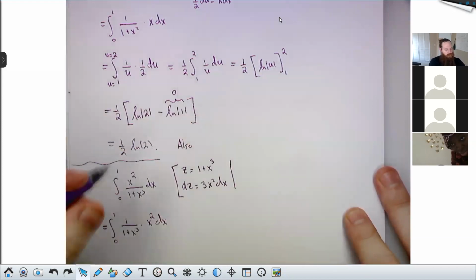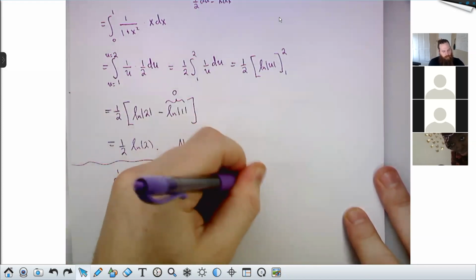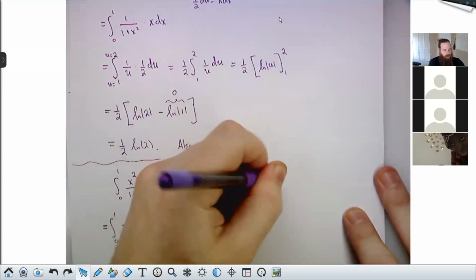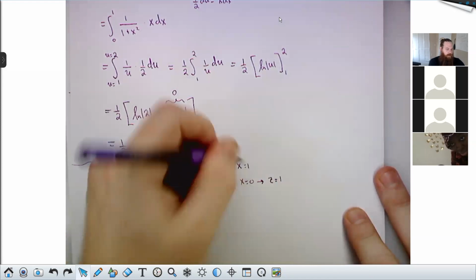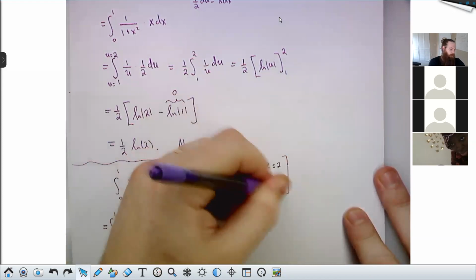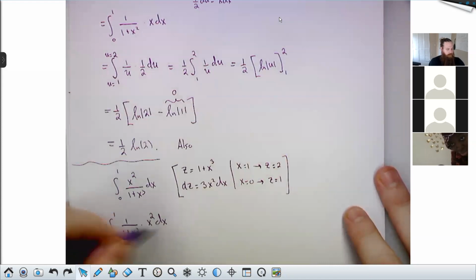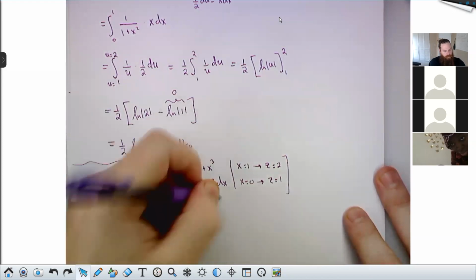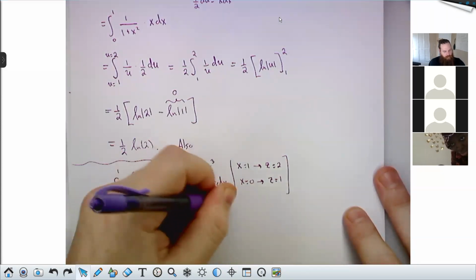Also, I'll change my bounds. When x is 0, z is 1 plus 0 cubed, which is 1. When x is 1, z is 1 plus the cube of 1, which is 2. And this piece is going to be 1/3 dz, because 1/3 dz is x squared dx.